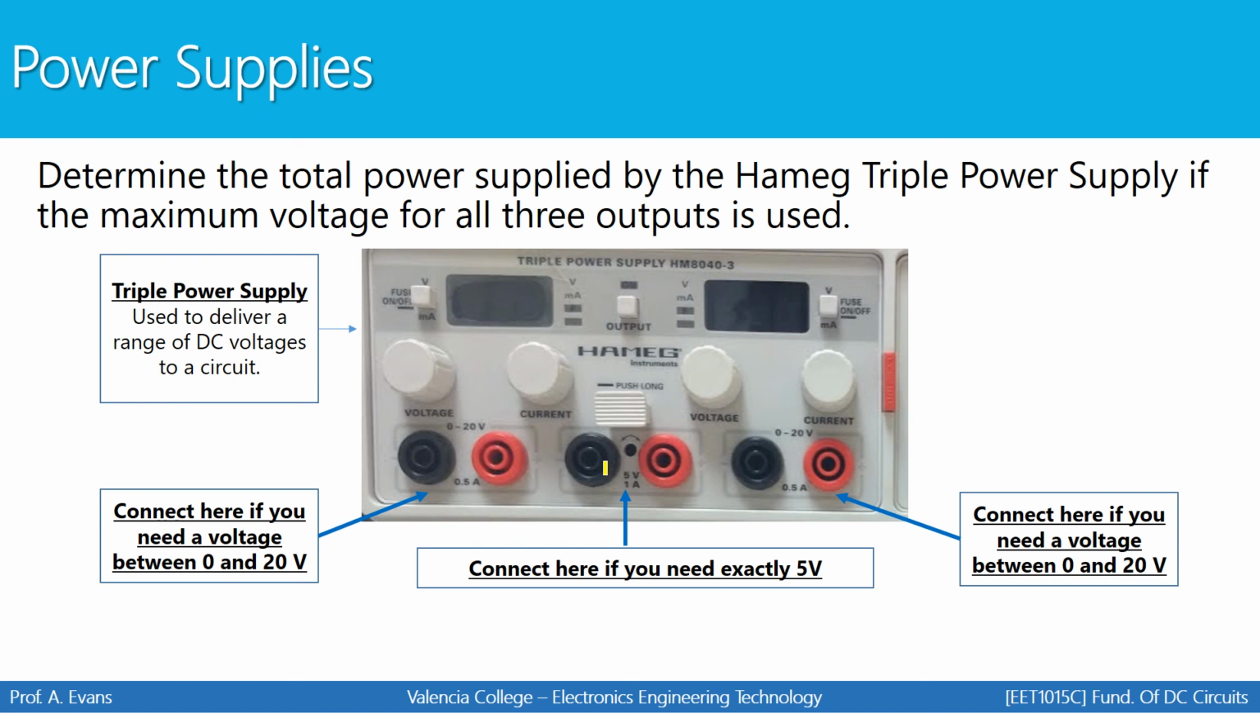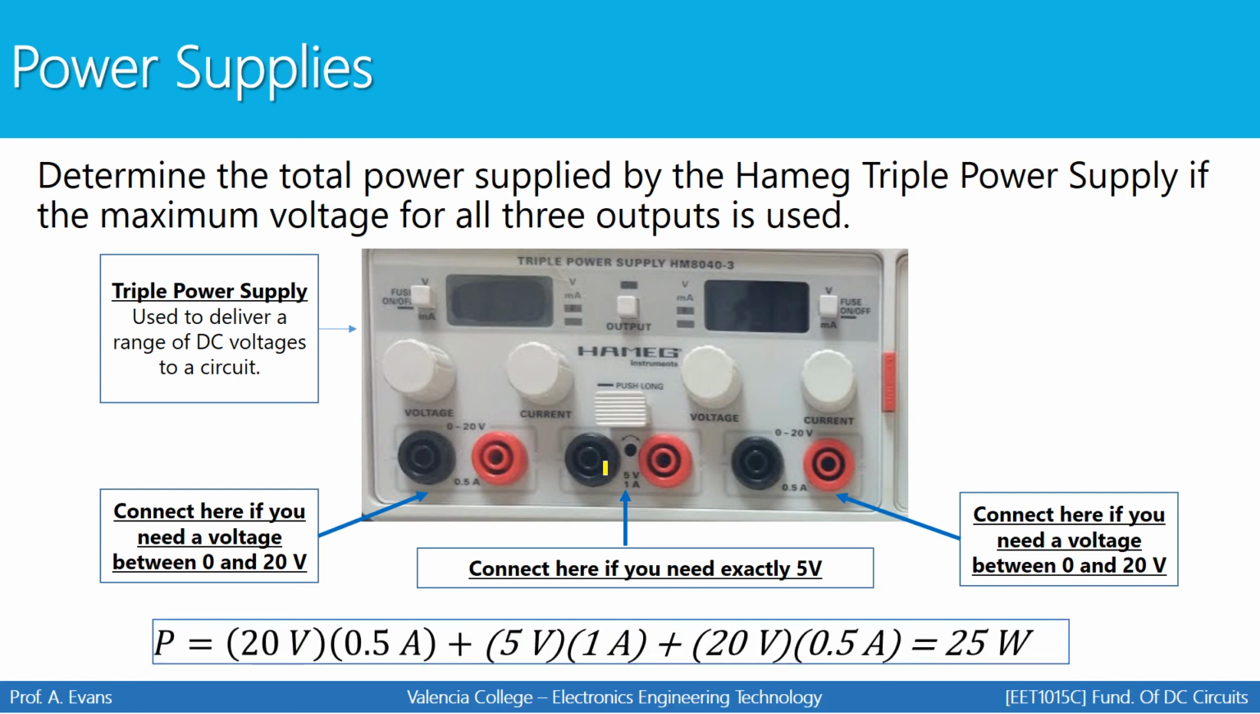So if we were to determine the maximum power supplied by the triple power supply, here's how we would do that. The power for the outlet on the left is 20 volts times 0.5 amps, current times voltage, plus the power for the output in the middle, 5 volts times 1 amp, plus the power for the output on the right, which is 20 volts times 0.5 amps again. So you get a total of 25 watts. So that is the total amount of power that this particular power supply can provide. Again, that's if you're connected to all 3 outputs and you have them set to the maximum level of voltage.